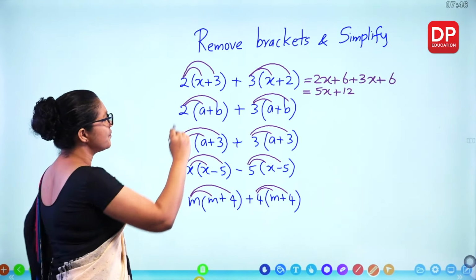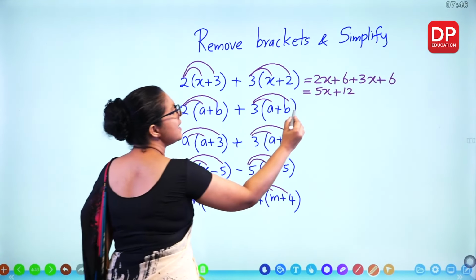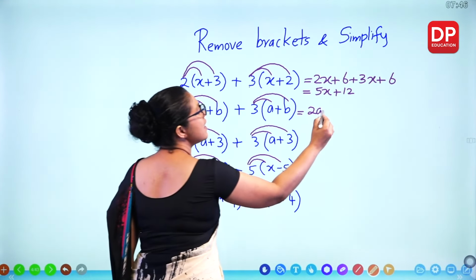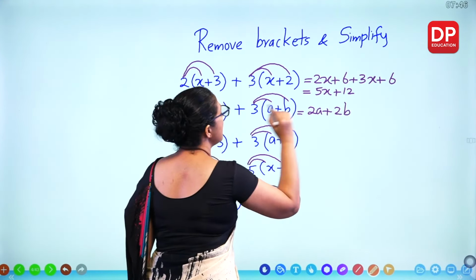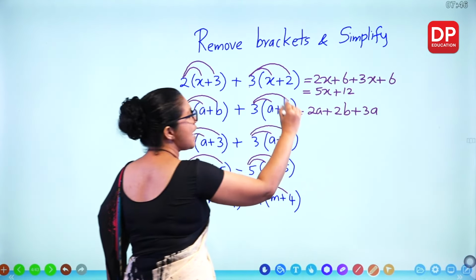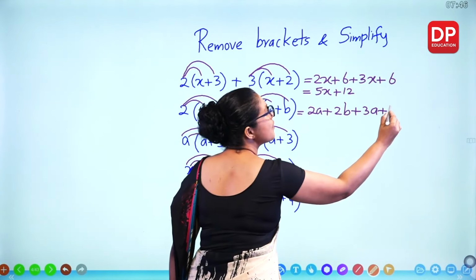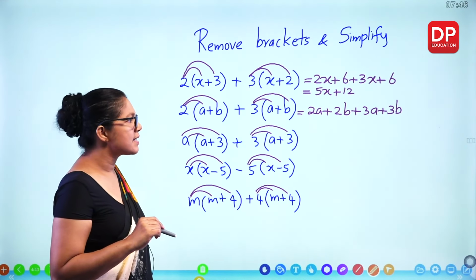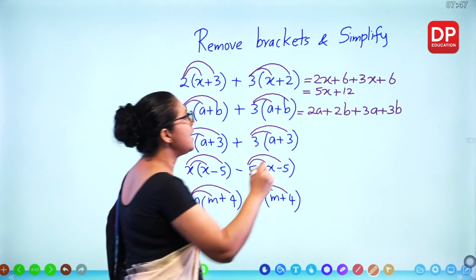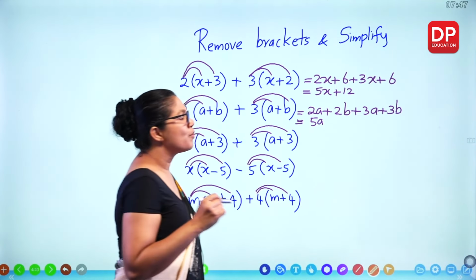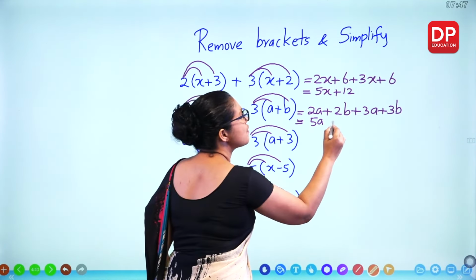Now try this one. 2 times a, 2a. 2 times b, 2b. 3 times a, 3a. 3 times b, 3b. When you add like terms, what do you get? 2a plus 3a, you get 5a. 2b plus 3b, you get 5b.